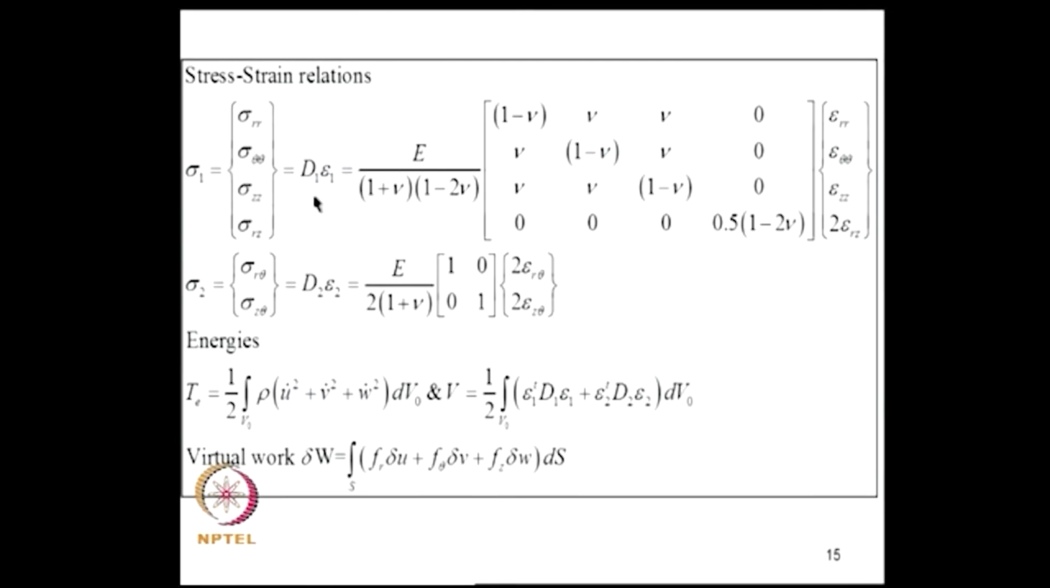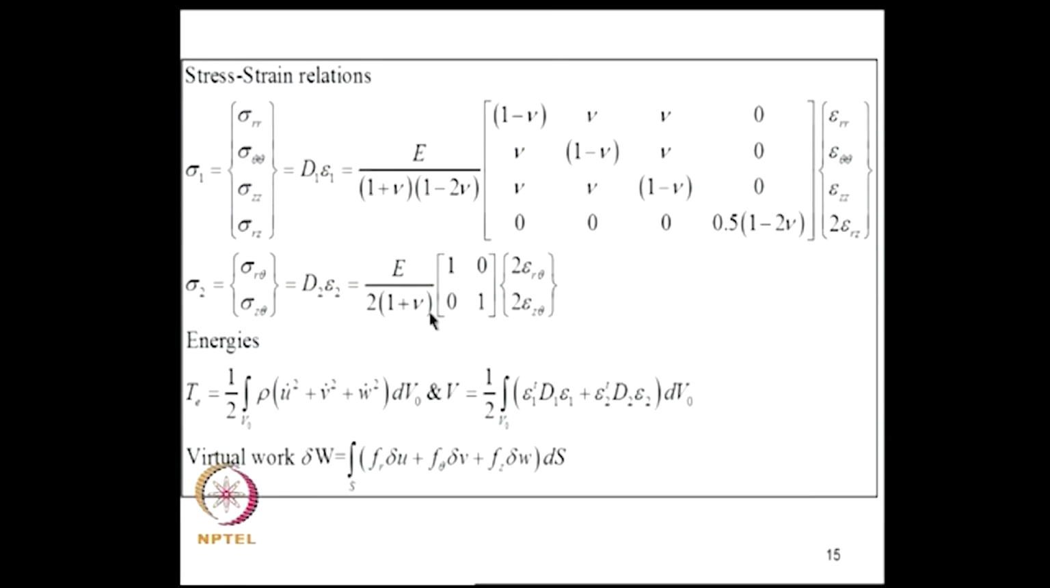So, sigma 1 I write as D1 epsilon 1, sigma 1 is these 4 components r r, theta theta, z z, r z. This is given by this in terms of the strains epsilon r, epsilon theta theta, epsilon z z and epsilon r z. Similarly, sigma 2 consists of the shearing stresses sigma r theta and sigma z theta, and it is related to epsilon r theta and epsilon z theta through this transformation.